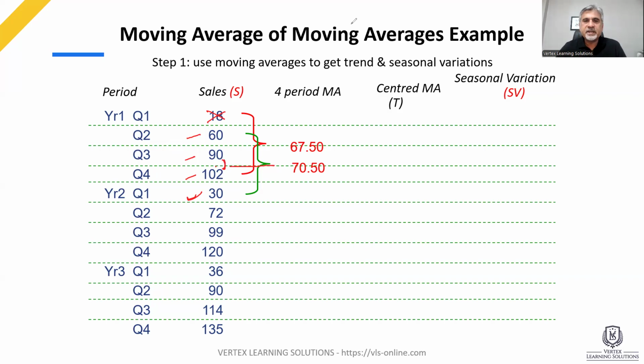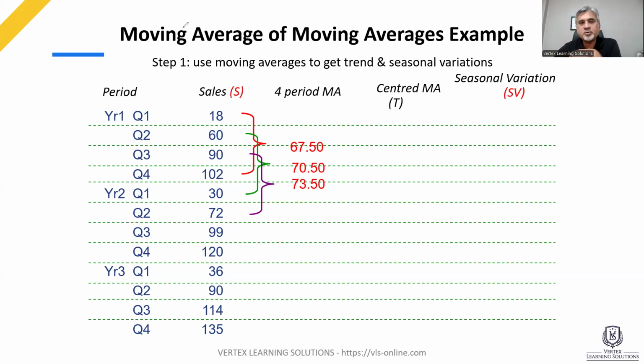Then you repeat the process again. Ignore this 60 now, and take the next 4: 90 plus 102 plus 30 plus 72. Add them all up, divide by 4, and the answer comes 73.50, and again, it is somewhere in the middle. So what is happening is that you are finding the averages, but these averages do not lie in front of any single period. It's not quarter 2, it's not quarter 3, it's not quarter 4. It is somewhere in the middle.